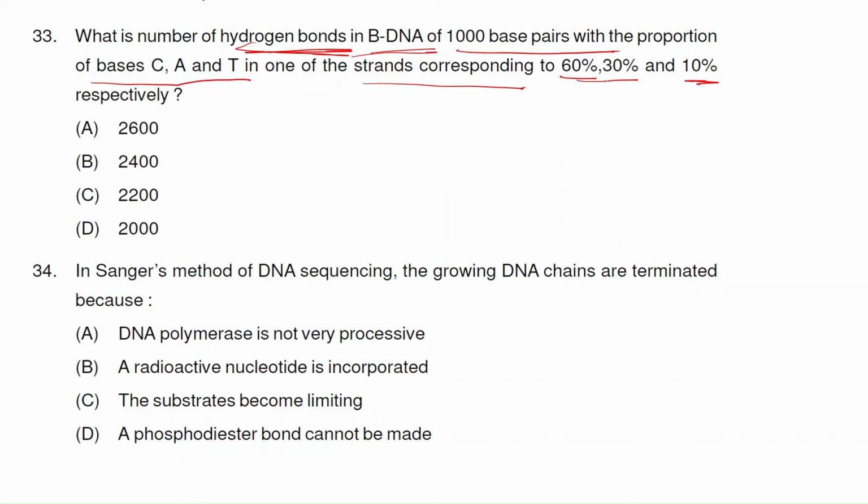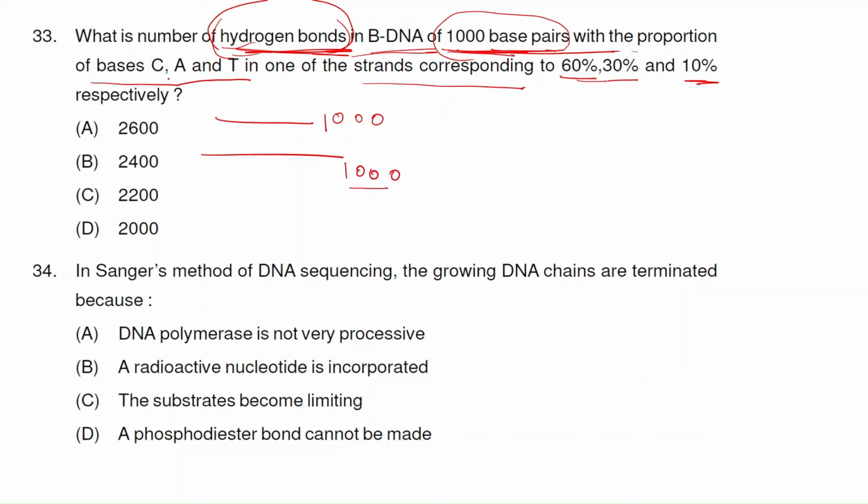What is the question asking? It is asking the number of hydrogen bonds. What is the number of hydrogen bonds we need to find out? How many base pairs are we having? We are having 1000 base pairs. If there are 1000 base pairs, it means one strand is having 1000 bases and the second strand is also having 1000 bases. Right? What is given over here?